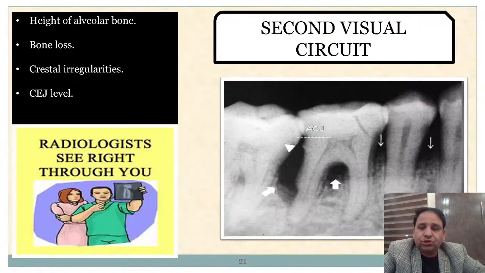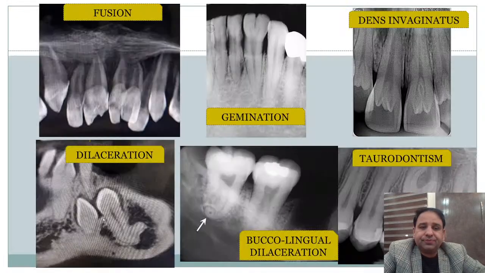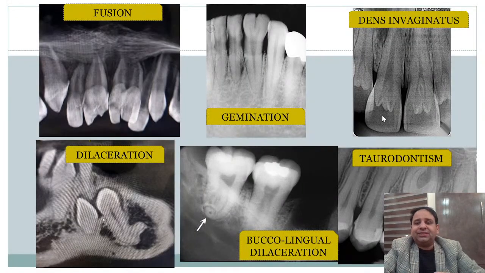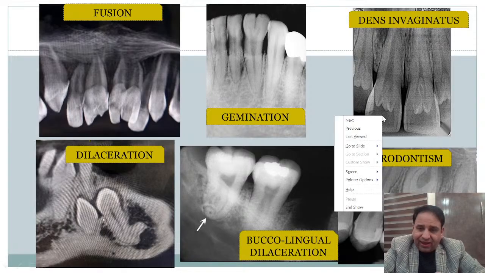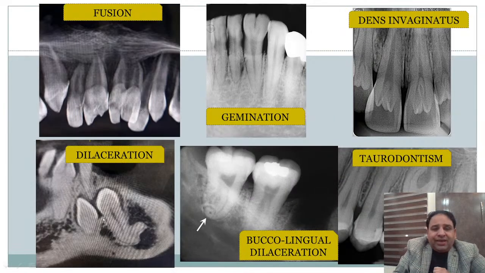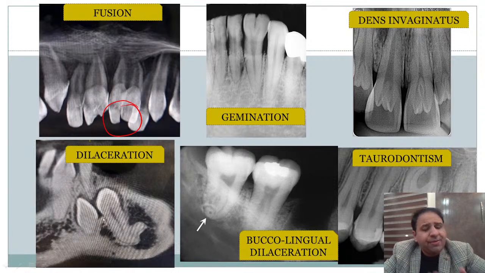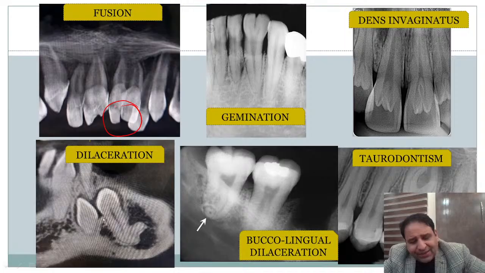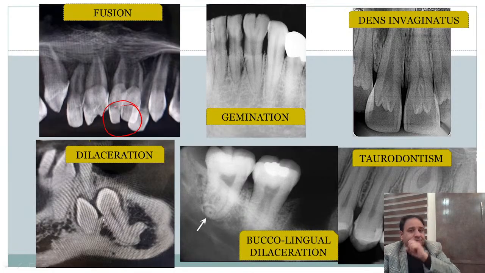Going further, I'll just show you important things. So this is one slide which quickly let us revise. All developmental anomalies are there which are important, which is must know for all of you. Students, see carefully. Here you see fusion. You can clearly see fusion. So one very important developmental anomaly that you might see in patients is fusion. Gemination is different from fusion. Gemination is an attempt to divide into two halves, isn't it?